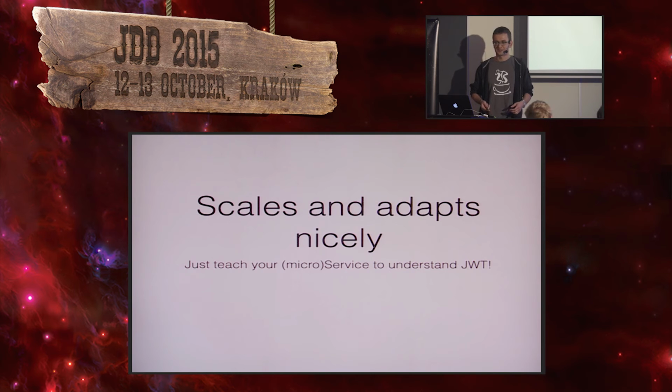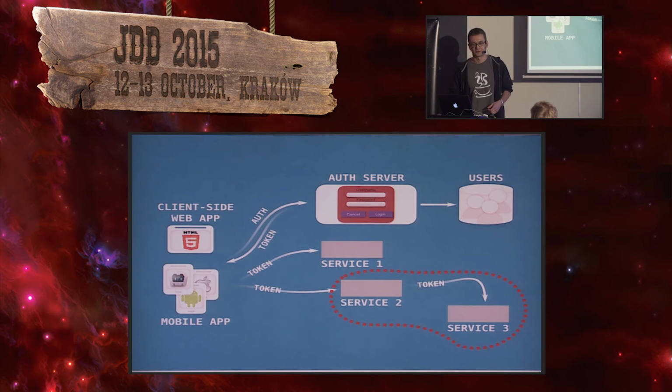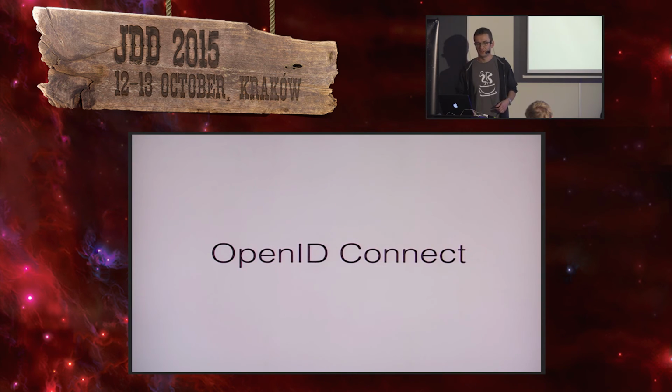The plus is that it scales and adapts nicely because really, if you want to implement microservices using this stuff, all you need to do is to teach your microservice how to recognize and understand information from a JWT token, which is pretty flexible. Another one which you should be aware of is OpenID Connect.